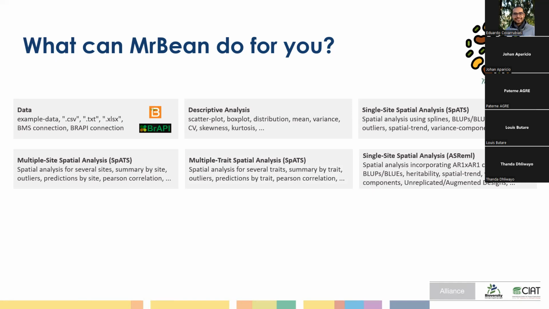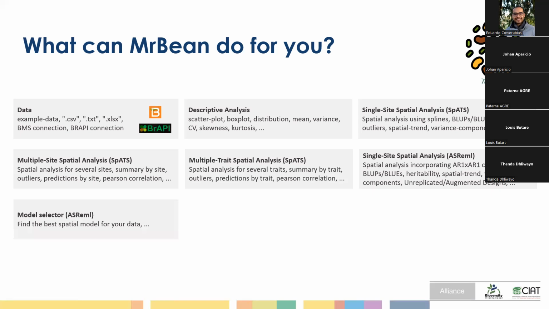And as I said, we also use ASREML. ASREML has a different approach for modeling the spatial correlation. They use an autoregressive correlation among the residuals, and we use that approach for this. We can get the BLUPs, heritability, check the spatial trend, variance components. We can also run replicated or augmented trials.